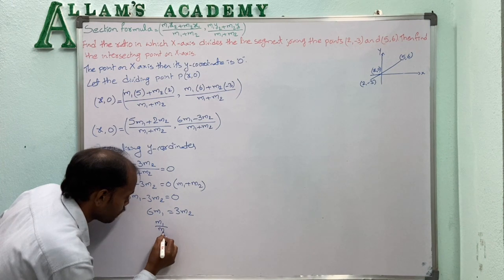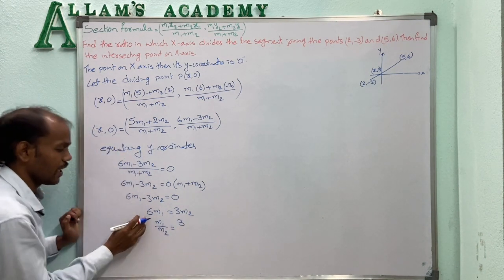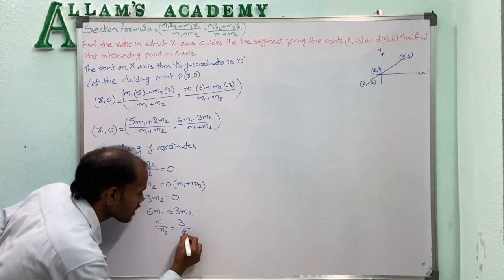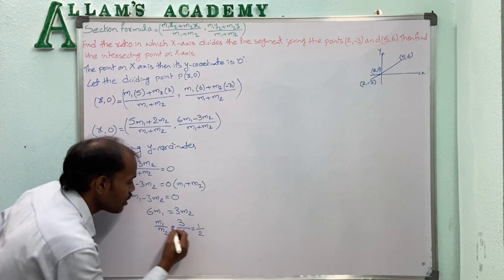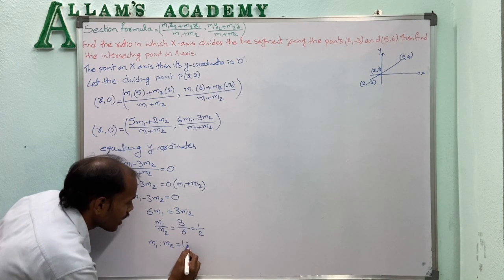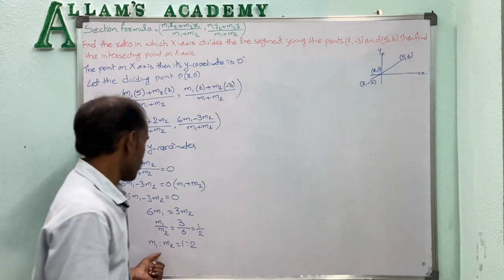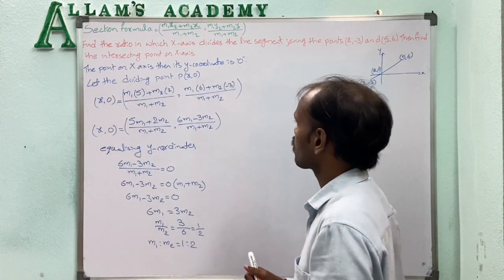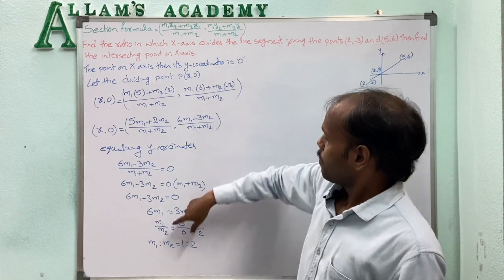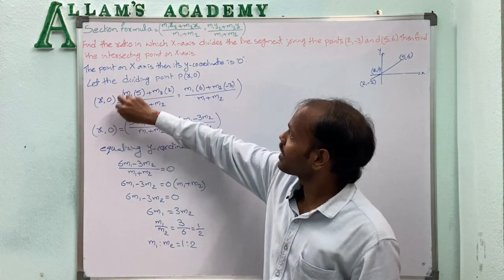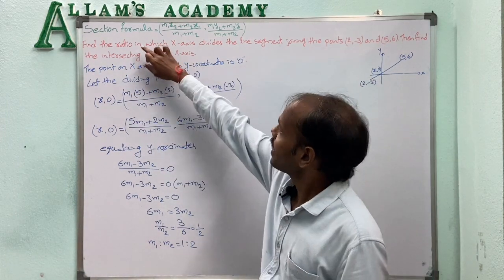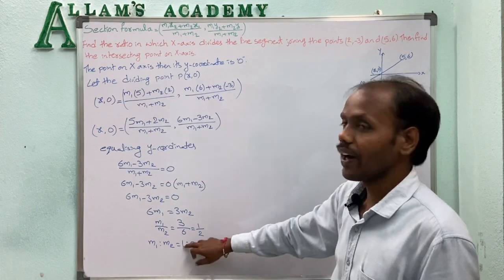m1 by m2 is equal to 3 by 6. So 3 ones are 3, 3 twos are 6. So m1 is to m2 is equal to 1 is to 2. The division is nothing but a ratio. So m1 is to m2 equals 1 is to 2. So the point of intersection is what we have to find; here we found only the ratio, that is 1 is to 2.